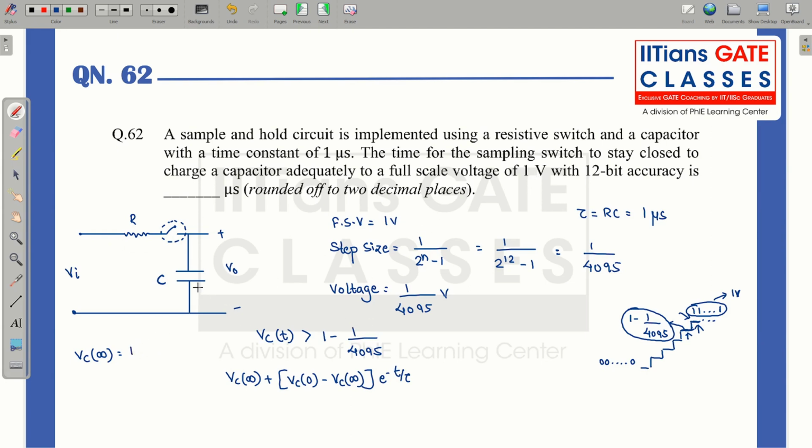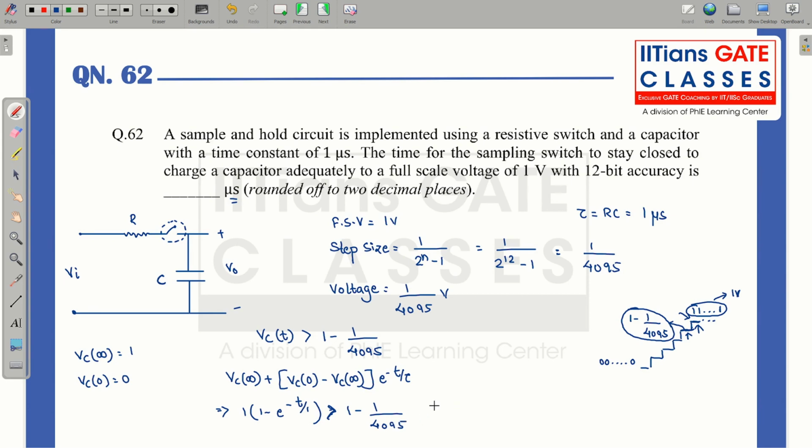And initially the capacitor, as this is a sample and hold circuit, should discharge immediately once the switch is open. So Vc0 is equal to 0. If I put this in, and tau is given, this will be 1 into 1 minus e to the power minus t by tau. Time required here is in microseconds, so I will keep it like this. So this should be greater than 1 minus 1 divided by 4095.